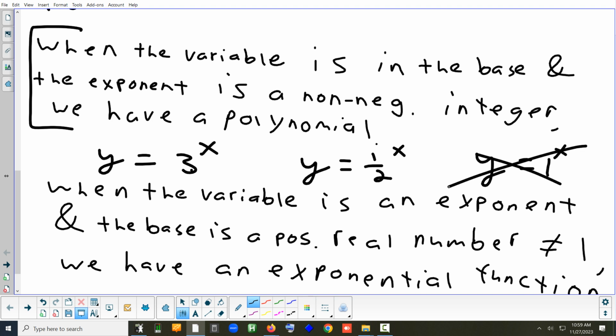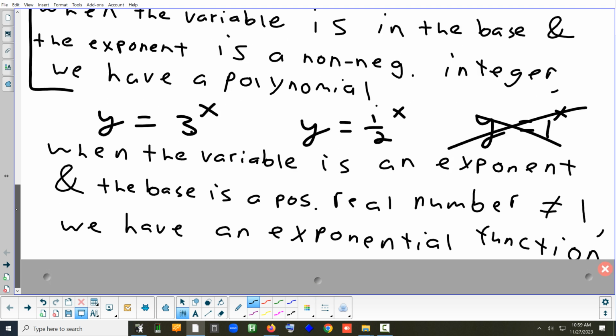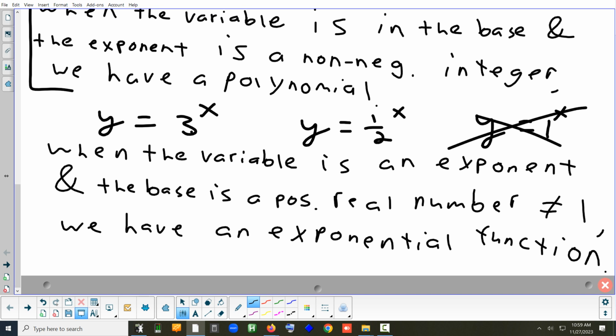So if 1 to the x isn't an exponential, then does that mean that 0 to the x is also not an exponential? Yeah, 0 to the x would not be an exponential. That would be because 0 to any power is always 0. So that would also be like a constant function. Yep. Would x to the x be exponential? No. No, x to the x would not be exponential.